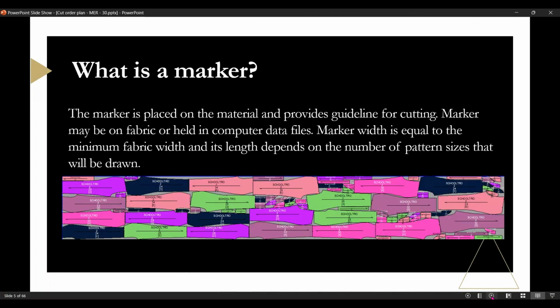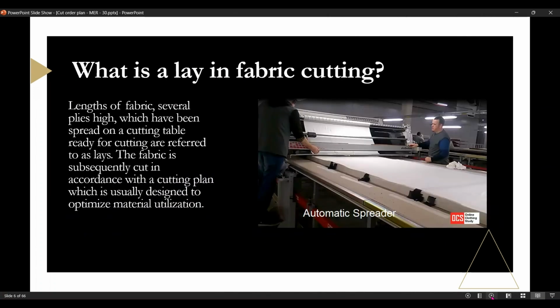What is a marker? The marker is placed on the material and provides guideline for cutting. Marker may be on fabric or held in computer data files. Marker width is equal to the minimum fabric width, and its length depends on the number of pattern sizes that will be drawn. What is a lay in fabric cutting?